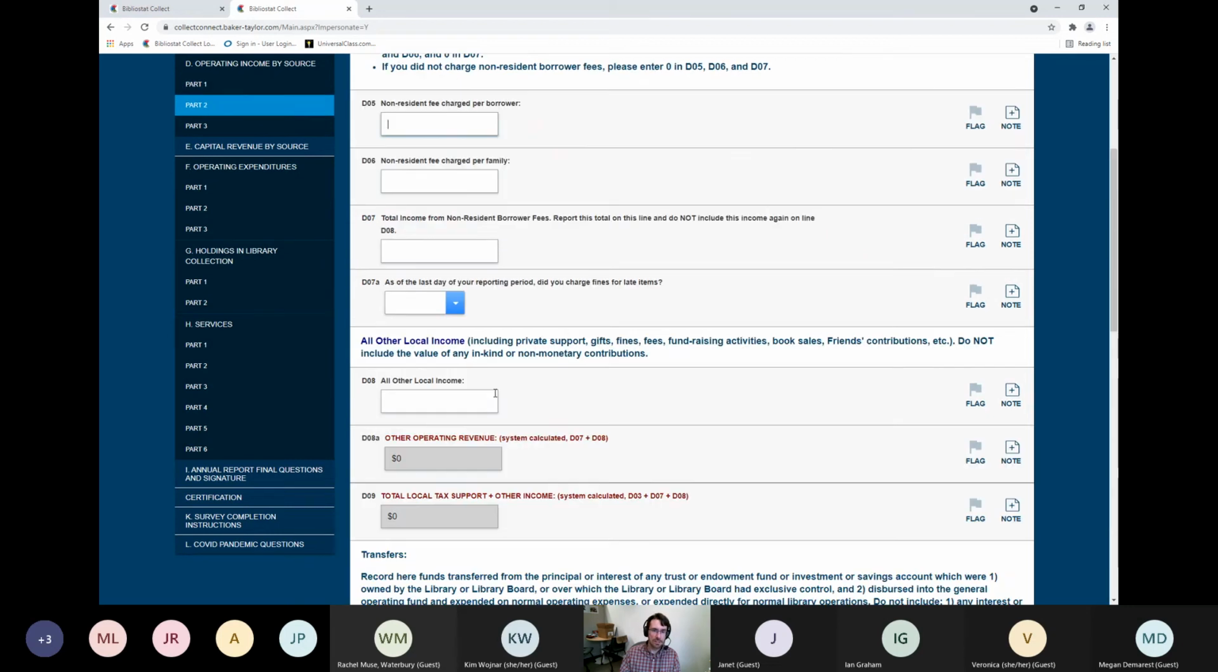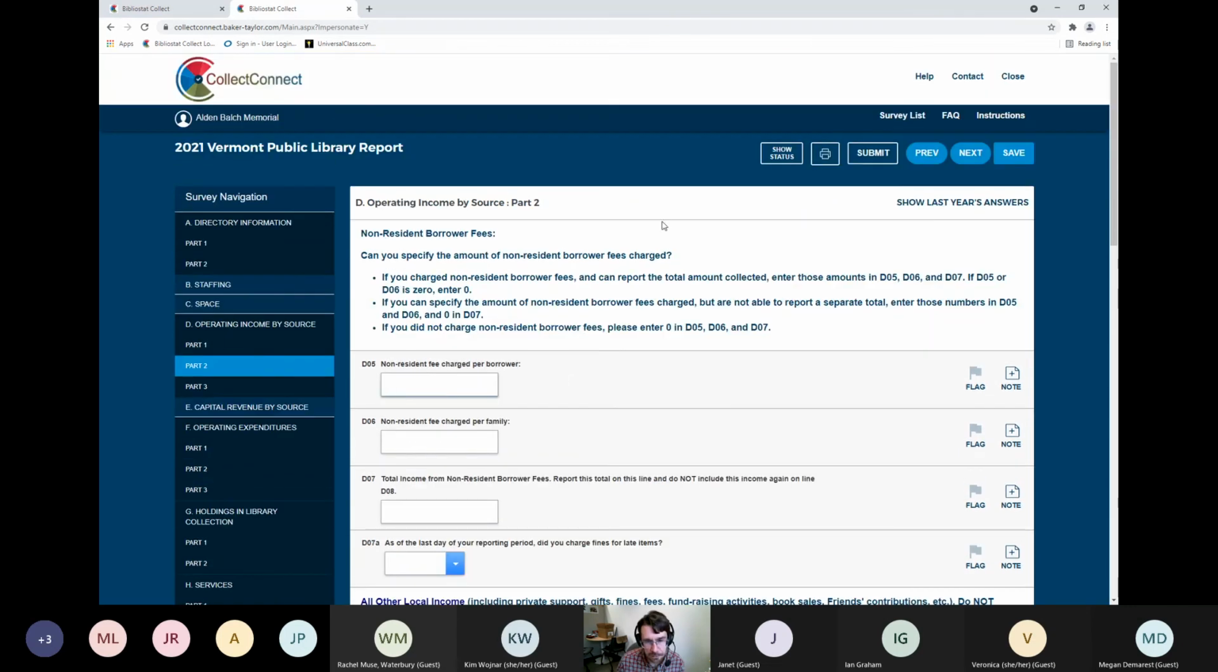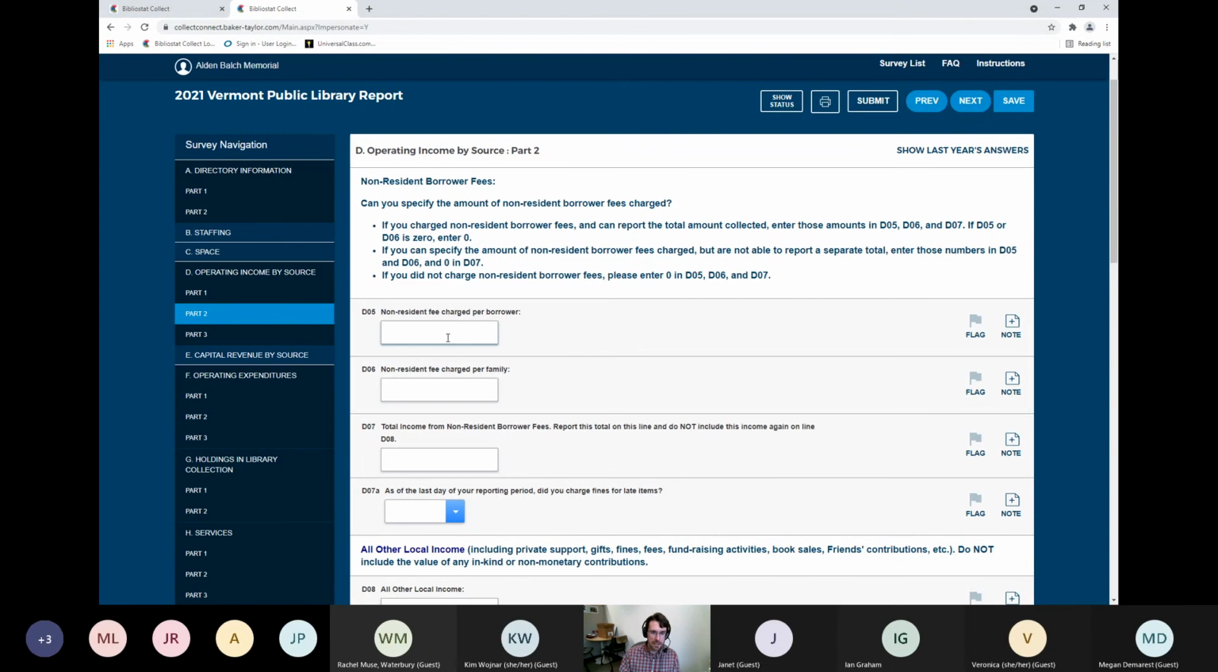Okay, so next, from there, we go into the other funds. The first one is non-resident borrower fees. So this is if you charge non-resident patrons to use the library. And it's broken down into a couple of categories. If you charge per borrower, this is whatever your fee is. If you charge them $30 a year, $40 a year, whatever the charge is, put it here. If instead you charge per family, you put it here. And then this is the total of everybody that you were charging your non-resident fee that you got from non-resident fees. So what portion of your overall revenue comes from non-resident fees?